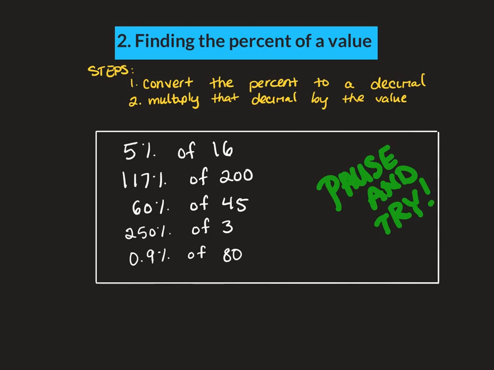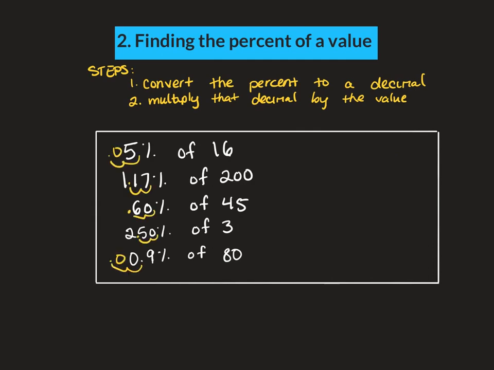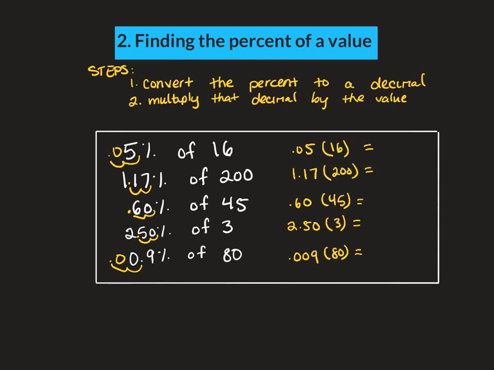Pause here and try each of the following. Find 5% of 16, 117% of 200, 60% of 45, 250% of 3, and 0.9% of 80. First, I converted my percents to decimals by moving the decimal place 2 to the left. Then, I multiplied those by the values indicated. The products I yielded in order are 0.8, 234, 27, 7.5, and 0.72.